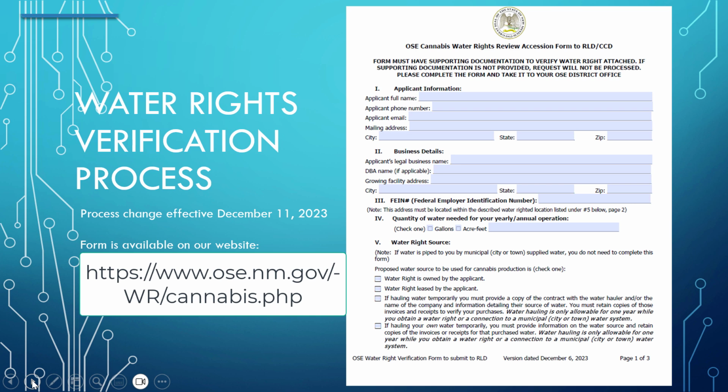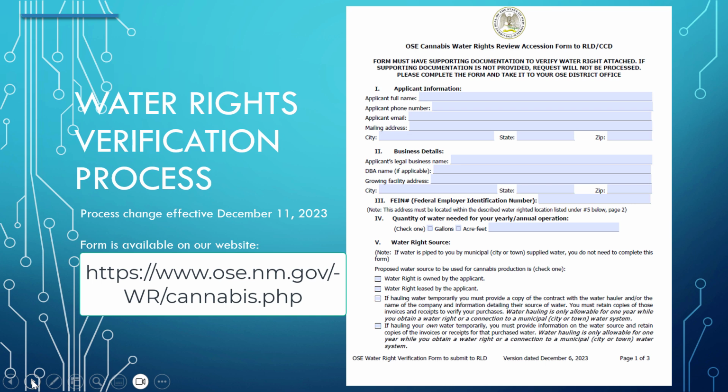This is page 1 of the application, which requires the applicant's full name and mailing address. Under Section 2, you would need to put the business details, including the legal business name, the growing facility address, and any doing business names that we must be aware of. Number 3, you must include your federal employer identification number. That will help tie the accession form back to your application to grow cannabis with the CCD.